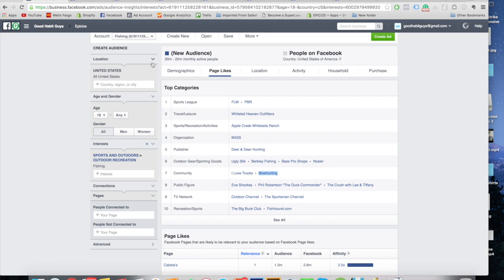aren't specifically related to fishing. So that shows you that if you're gonna target this audience, you're not really gonna target raving fans. You're gonna target broad people, some of them are into fishing, some of them are into hunting, and some of them are into trucks. So that's not good. So we're gonna start to see how we can really dial into that niche.